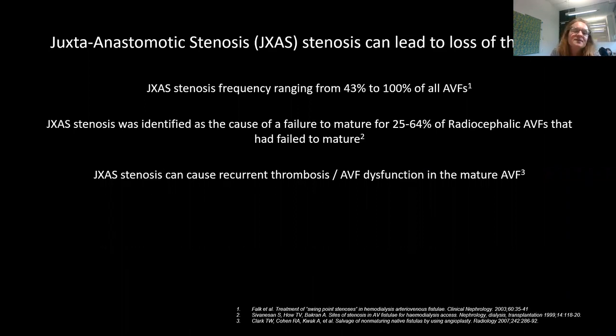Now, the region near the anastomosis, which is known as the juxtaanastomotic region, is where we get most failure happening. And so it's known as juxtaanastomotic stenosis. And it happens in, depending on which paper you look at, 43 to 100% of all fistulas. It's been identified as the major cause of failure to mature. And mature means that after you've created the surgery, you have to wait a little while until you can use the fistula. And some of them just are never able to be used. And it's also the major reason why patients keep having to come back, because there's dysfunction in the fistula and it's no longer working. Even once it's started to work, they continue to block up.